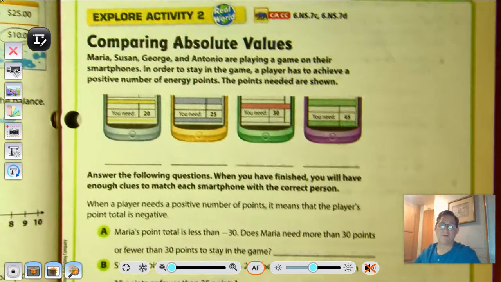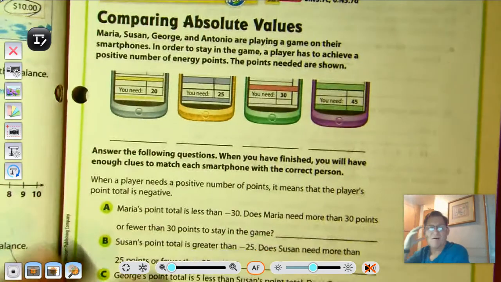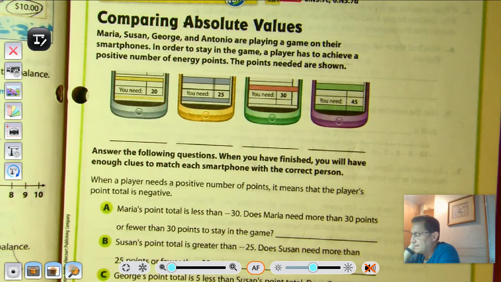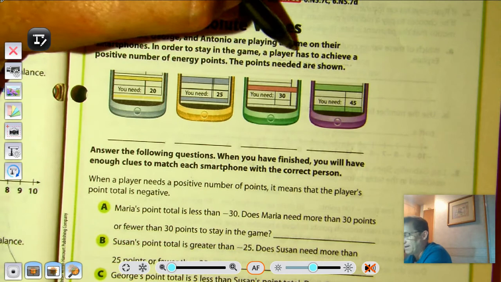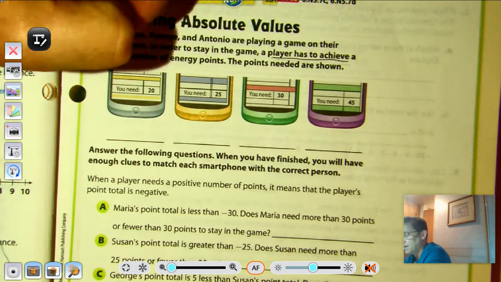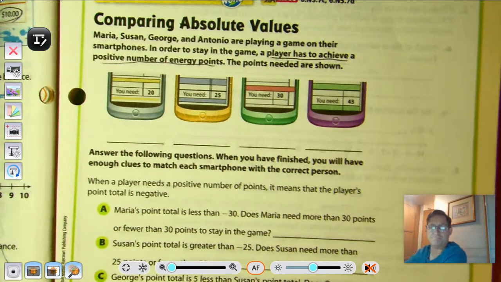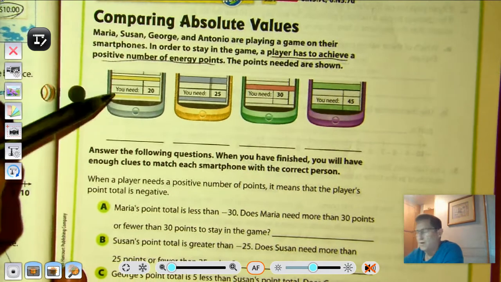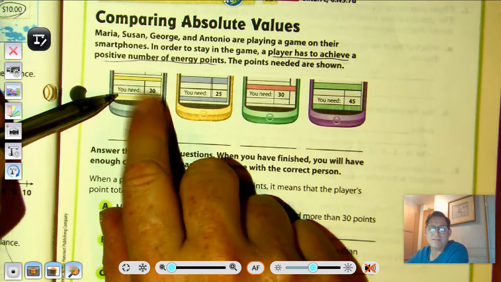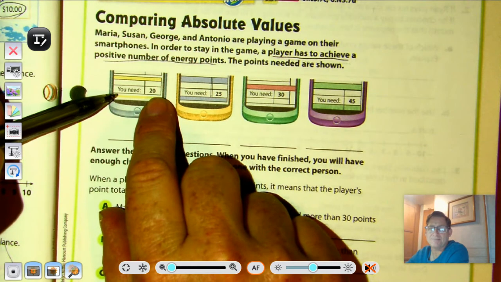Comparing absolute values. All right, Maria, Susan, George, and Antonio are playing a game on their smartphones. In order to stay in the game, a player has to achieve a positive number of energy points. The points needed are shown. All right, so here, in order to be positive, this person needs 20 points.